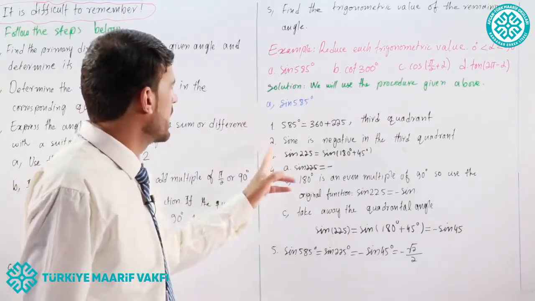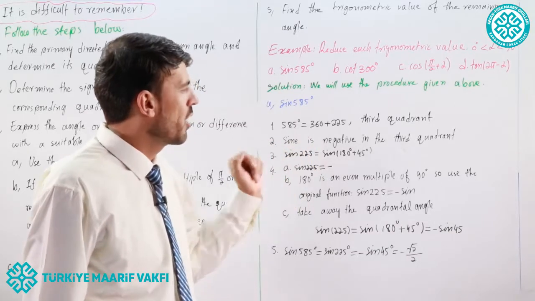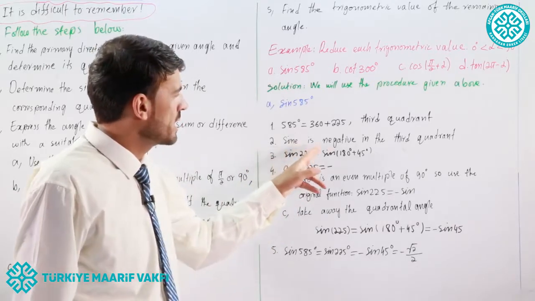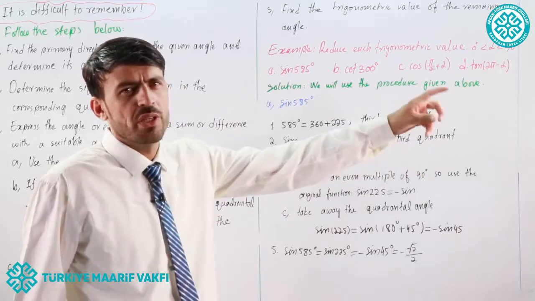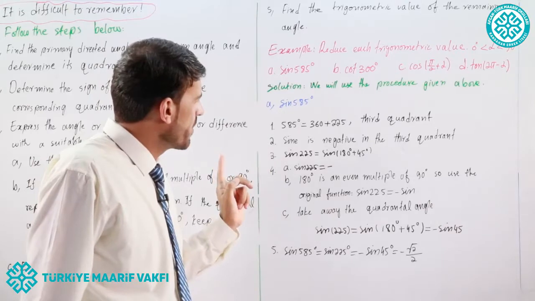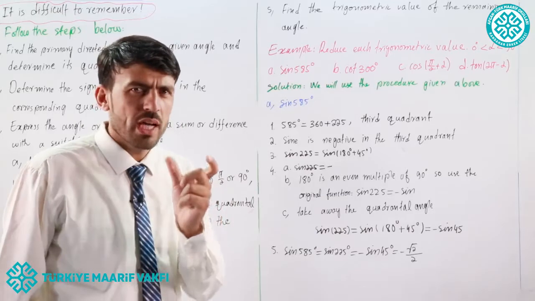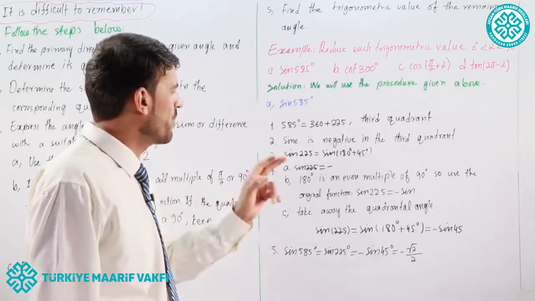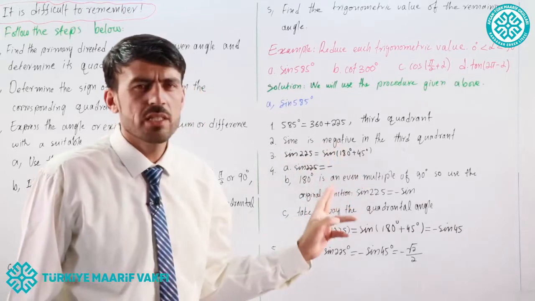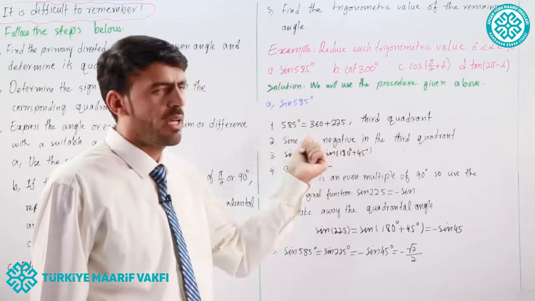Also, in the second step, we should find the sign of the function in the given quadrant. The sign is negative in the third quadrant because of the stick abbreviation. And in the third step, write the primary directed angle as a sum or as a difference of 2 angles. We can write sine 225 as sine of 180 plus 45. We wrote this angle as the sum of 2 angles.